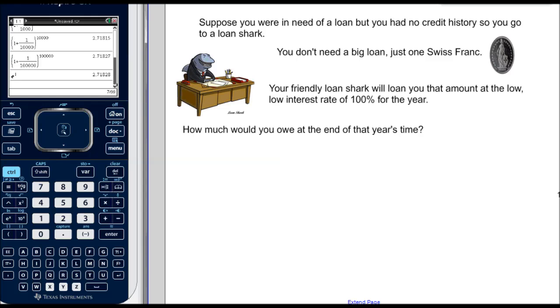So I'll write that again: our amount is equal to the principal times 1 plus r over n, to the nt. Okay. So suppose you need a loan. You go see, this is just kind of a joke, but you go see a loan shark. You go see someone that can give you a loan. You don't need a big loan, you just need 1 Swiss franc.